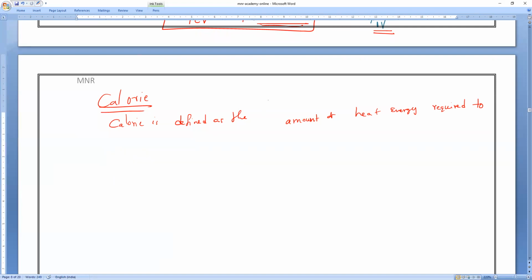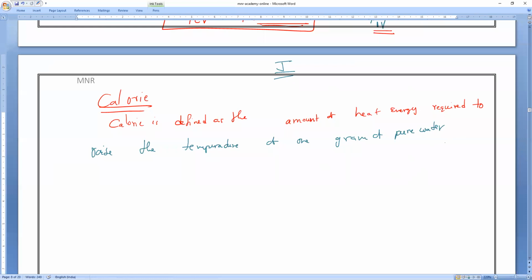That is only the calorie. We have written it in joules. You remember, one degree rise in temperature, we have written in joules. Do you remember, everybody? So calorie is defined as the amount of heat energy required to raise the temperature of 1 gram of pure water.